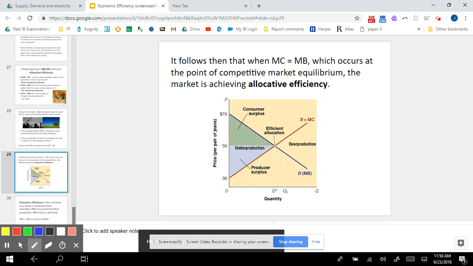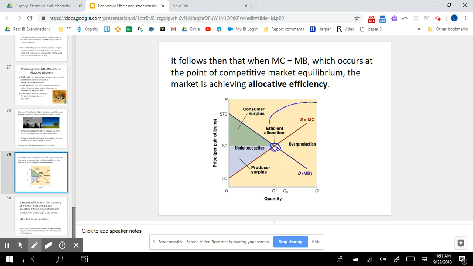It follows then that when marginal cost equals marginal benefit, which occurs at the point of competitive market equilibrium, so where supply and demand meet, the market is achieving allocative efficiency. So at this point of efficient allocation, we'll say that we have allocative efficiency.